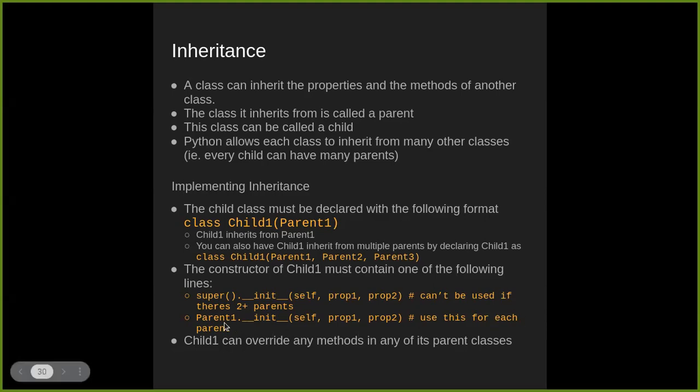Or you would put the name of the parent class followed by a dot and then the double underscore init method, and then you would put the parameters as self followed by all the properties that the parent can take. And child 1 can override any methods in its parents' classes.